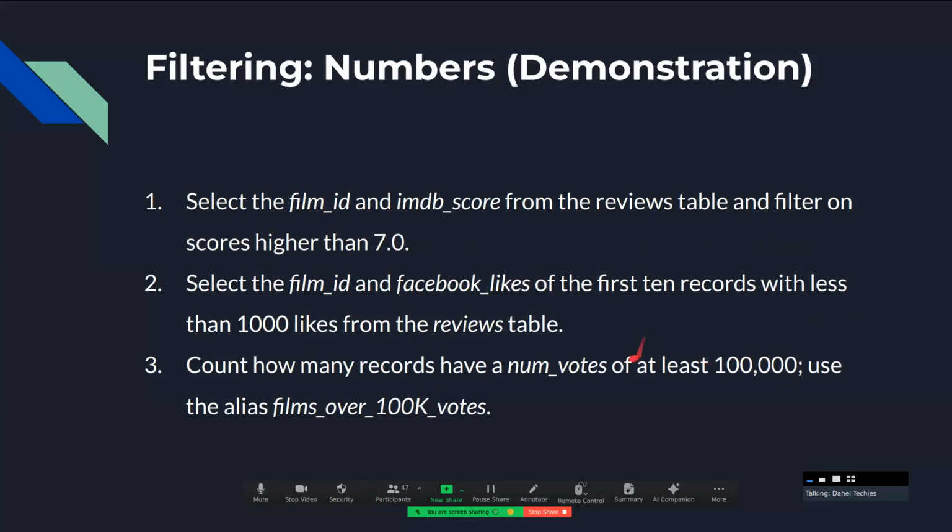Right, so demonstration. What we're going to do now is, for the first one, we want to select the film ID and the IMDb score from the reviews table. Okay, reviews table. I think this is the first time we're working with the reviews table. So we want to select these values from the reviews table and filter on scores higher than 7.0.